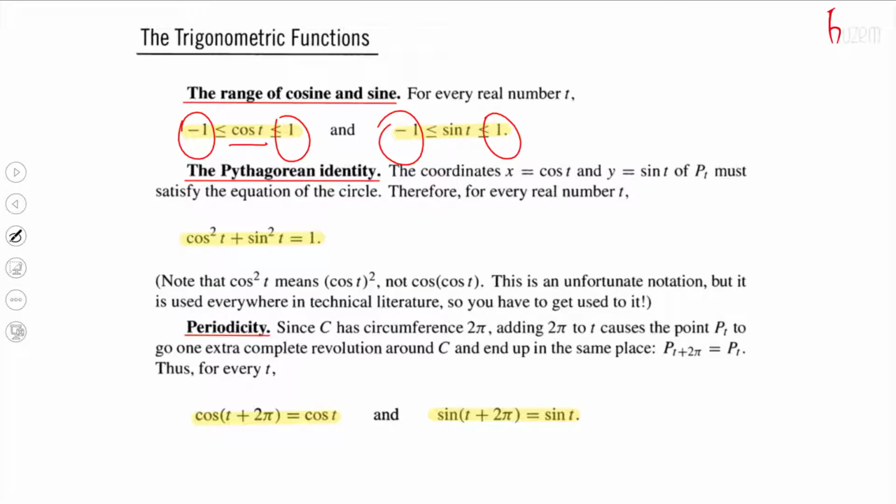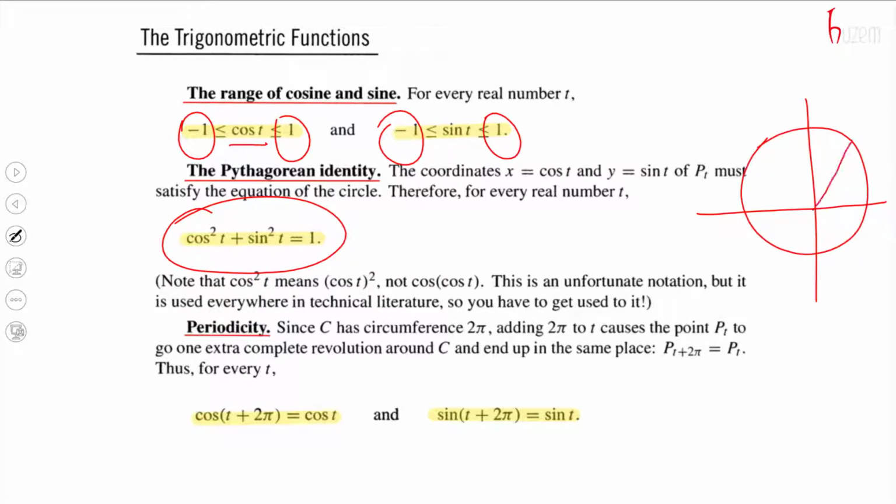Then we will use the Pythagorean theorem to find this identity, and this identity comes from this reality. We have the unit circle, and we know this is the angle, say t, and then if we draw the triangle here, we know this is our hypotenuse, this is our cosine t, and this is sine t. Then using the Pythagorean theorem, we will see cosine squared t plus sine squared t is equal to 1, because we know the radius of the circle is 1. So this comes from the Pythagorean identity.